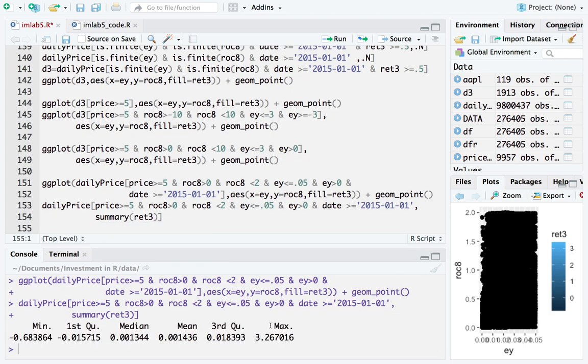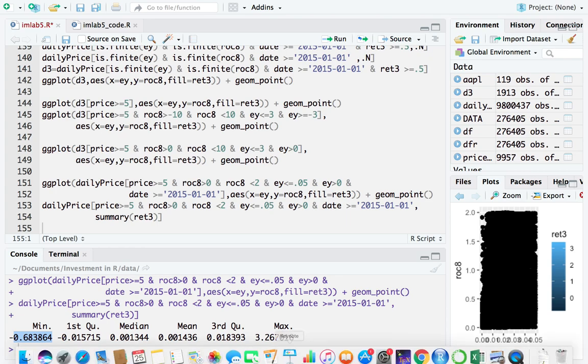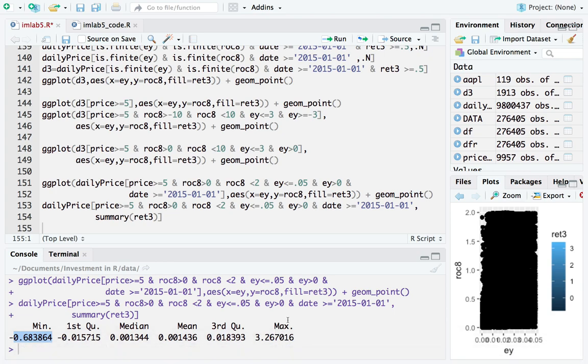All right. So here we have a minimum of a negative 68% loss following this strategy. We have a first quartile of negative 1.5% all the way to a positive 1.8% return. And we have a median of about 1%, and a max of 326% return. Okay, look, this is pretty crazy, right?